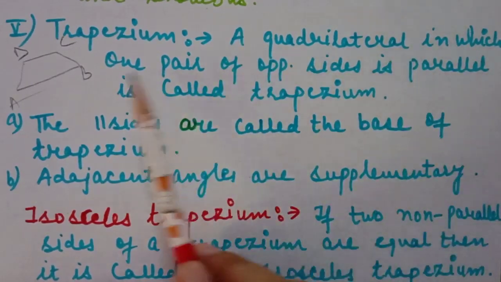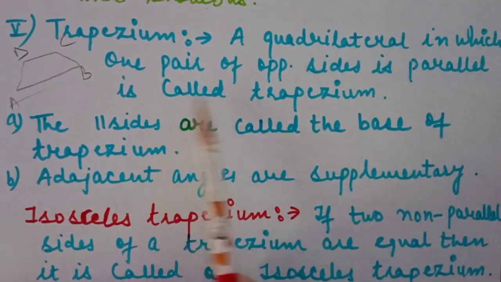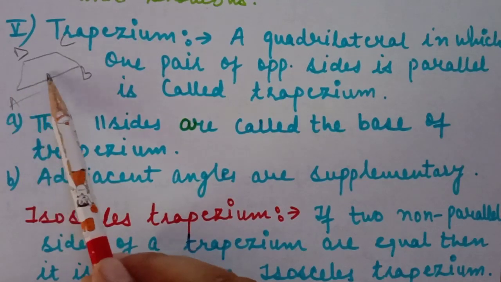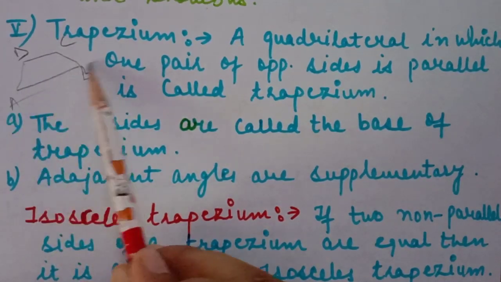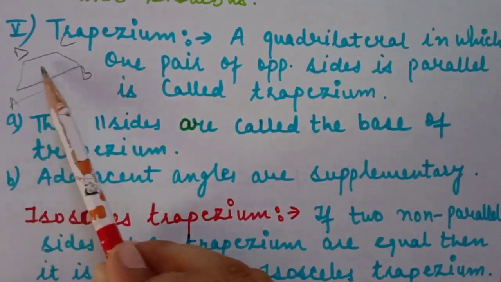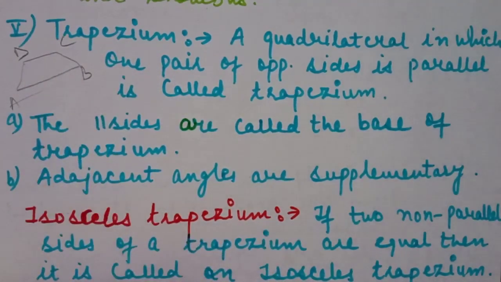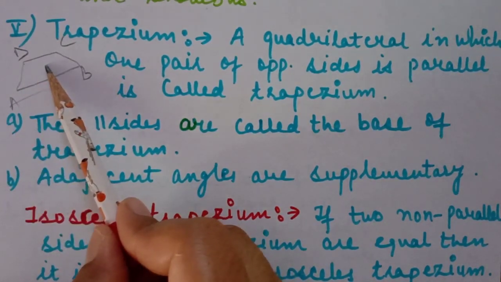A quadrilateral in which one pair of opposite sides is parallel is called a trapezium. In this quadrilateral, only one pair, AB and DC, are parallel to each other. AD and BC are not parallel to each other. So a quadrilateral in which only one pair is parallel, we call a trapezium.